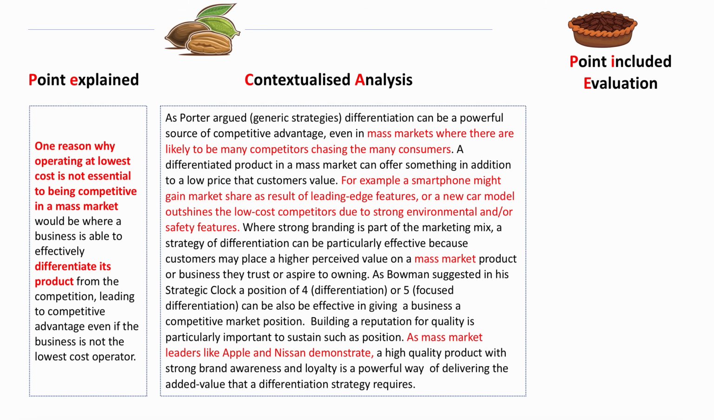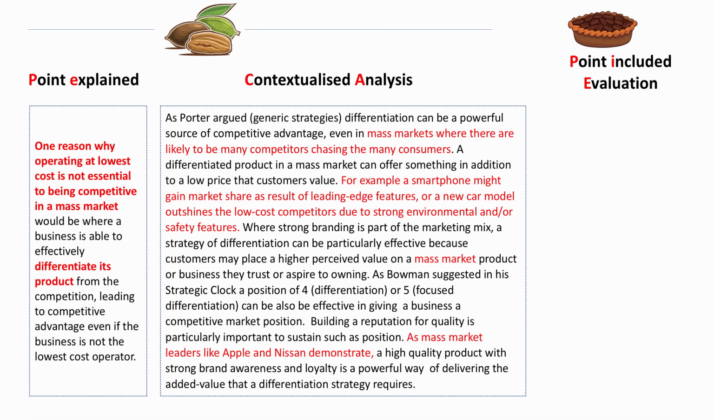But then let's bring a bit more theory and let's develop the depth of the analysis here. Where strong branding is part of the marketing mix, so two relevant theories in there straight away, a strategy of differentiation can be particularly effective because consumers place a higher perceived value on a mass market product or business they trust or aspire to owning. A bit more theory developing. Let's bring in another relevant model. As Bowman suggested in his strategic clock, a position of 4, differentiation, or 5, focused differentiation, can also be effective in giving a business a competitive market position. Building a reputation for quality is particularly important to sustain such a position.